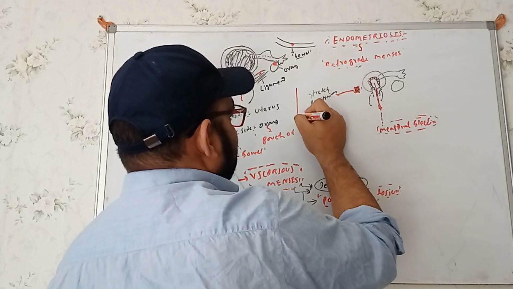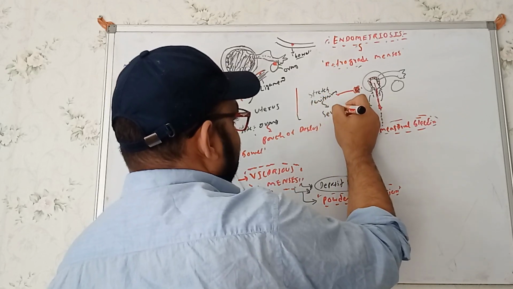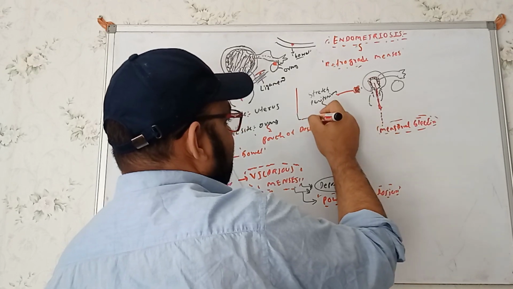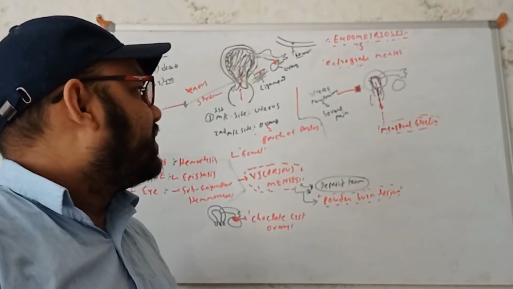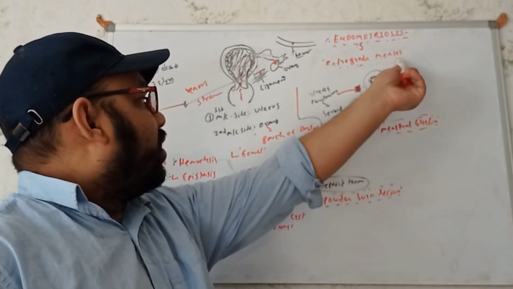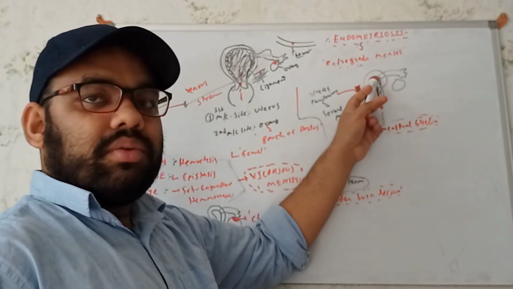And whenever the peritoneum is stretched, we will see severe pain in these conditions. So what did I say to you? That the normal endometrial glands are present within the uterine cavity.